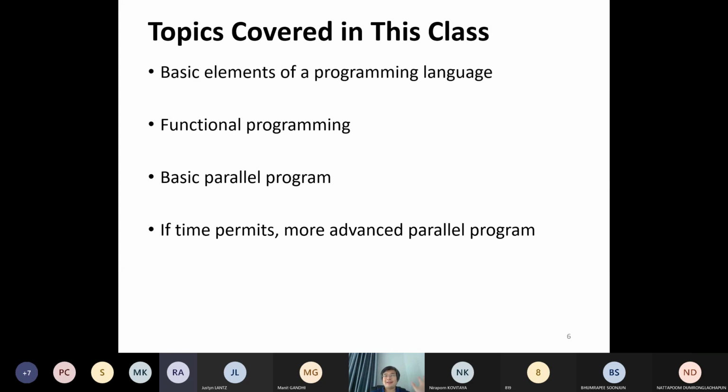Oops, I forgot one thing. Animation bug. The first thing is the basic elements of programming languages. I'm curious why that bullet point is gone. So the first thing we cover is: what is a programming language? Why do we care about it? Why do we hate C? And why do we like Python? And then we go to basic parallel programming.